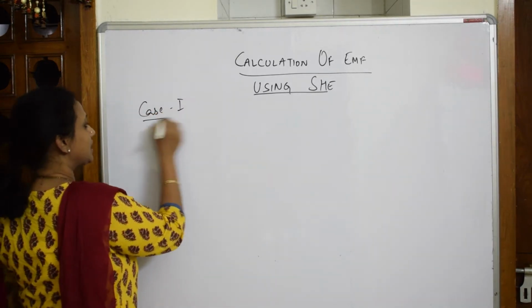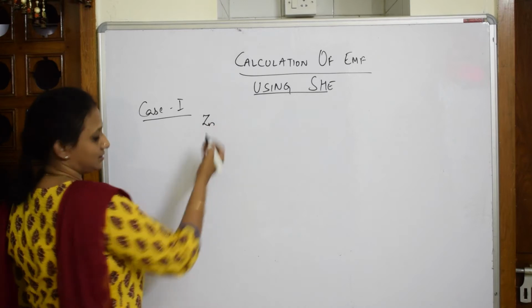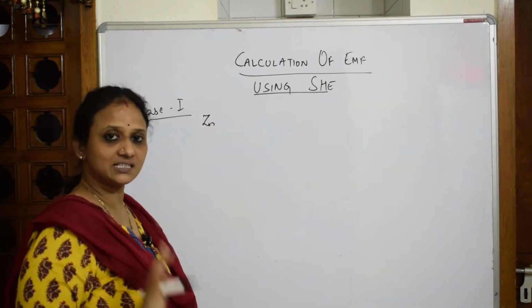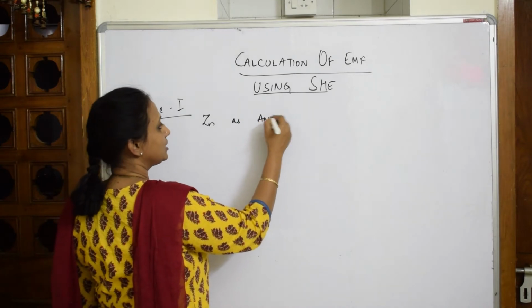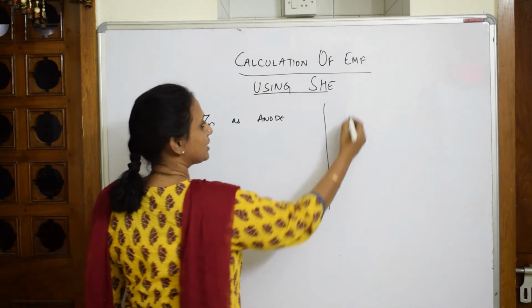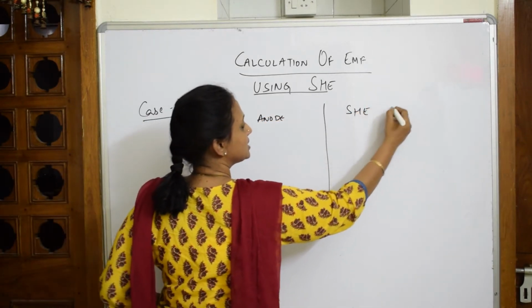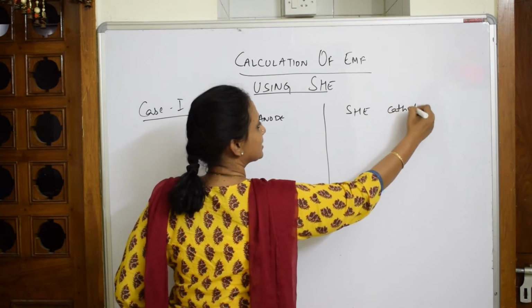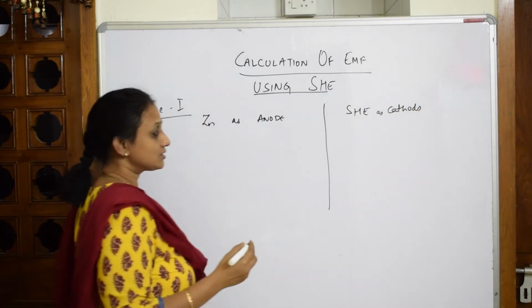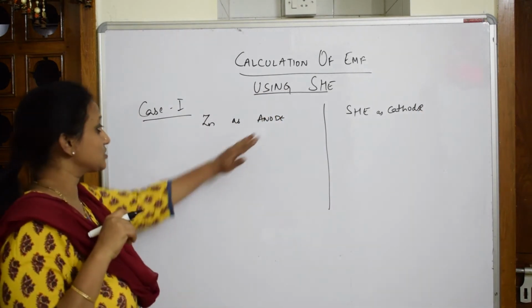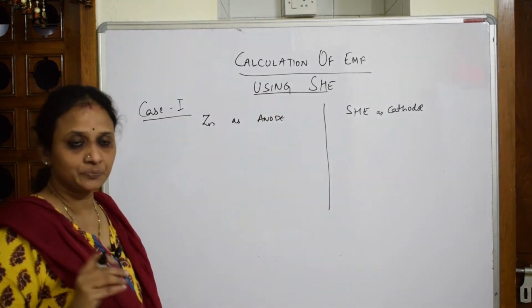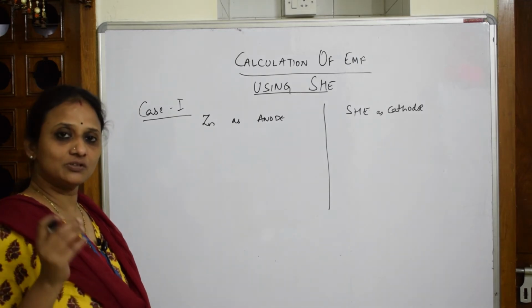In case 1, I'm going to use zinc as anode. Okay, zinc is acting as an anode. So the zinc electrode is the anode, and your SHE, the standard hydrogen electrode, is going to act as cathode. Done. So when this is acting as anode, what important concept should you remember? You have to remember that this is going to undergo oxidation. It's understood. And oxidation, we already know, is loss of electrons.